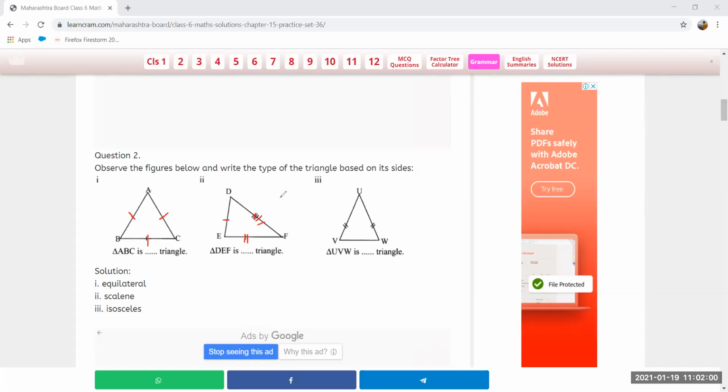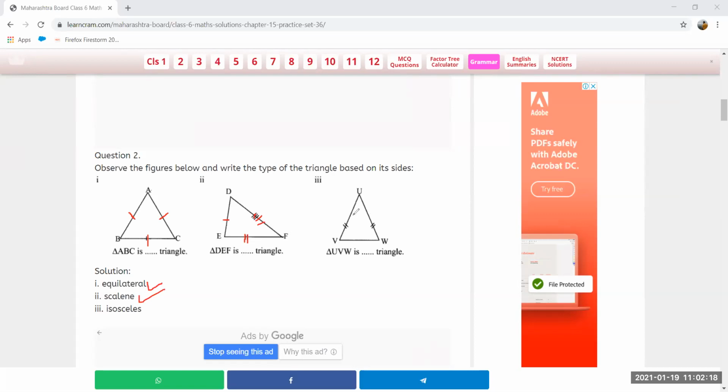In a triangle, if all the sides are different, then we call that triangle a scalene triangle. If all the sides are equal, equal means equilateral triangle. If all the sides are different, then we call it a scalene triangle.